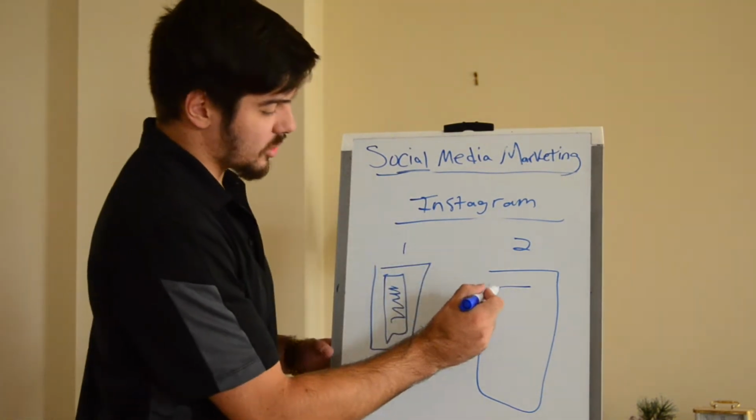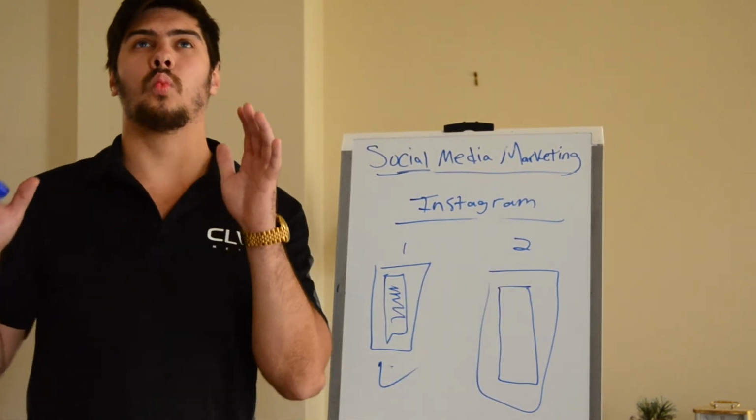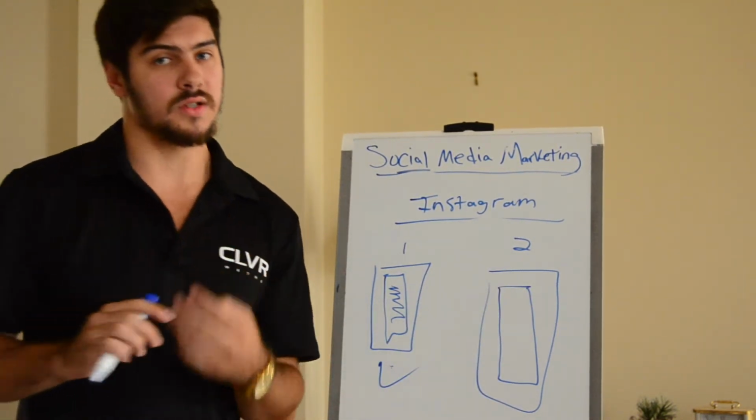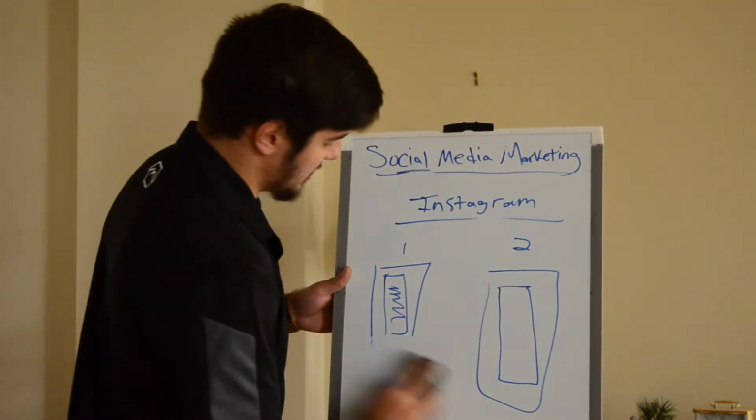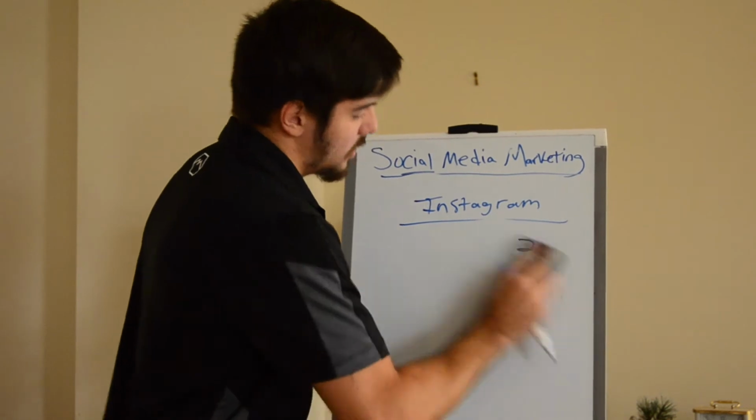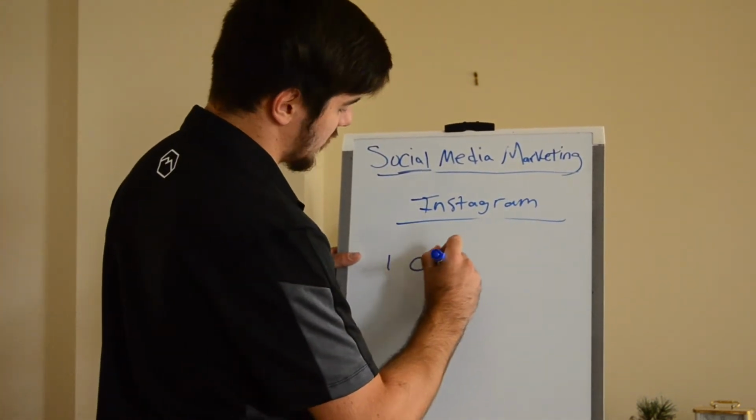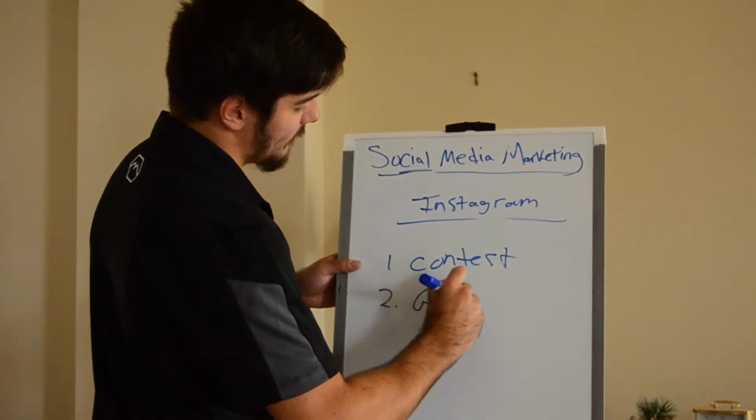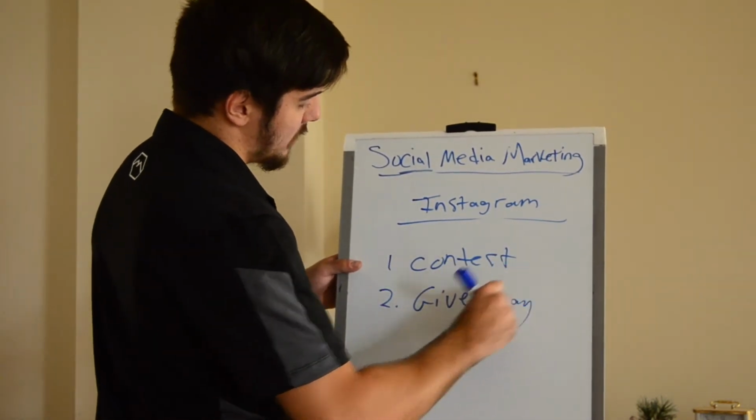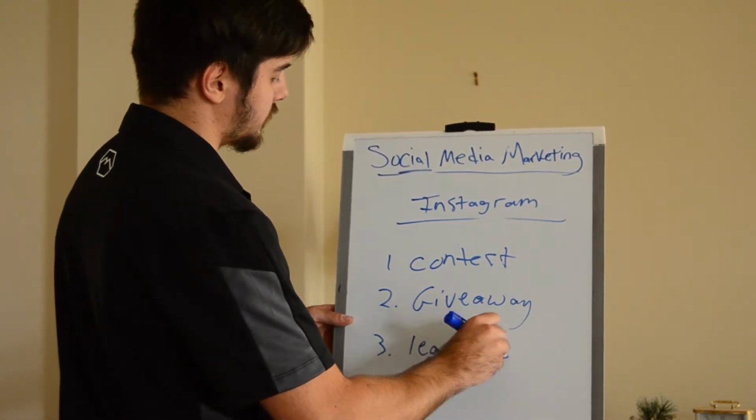So we're going to create an Instagram story ad, and we're going to use one of 3 different types of offers. One, a contest. Let me erase this so you guys can see it. Number one is a contest. Call this the contest. 2 is similar. It's kind of like a giveaway. And 3 is a lead magnet. All right.